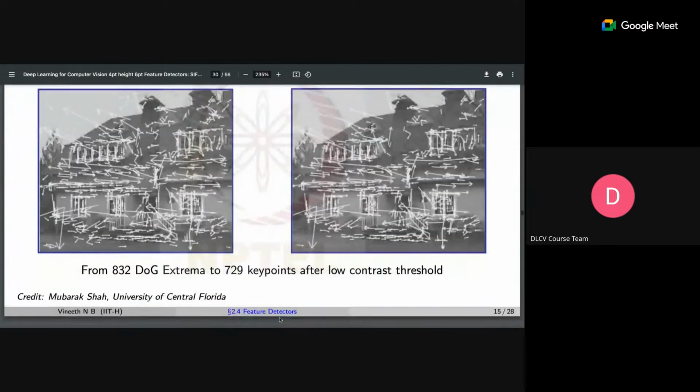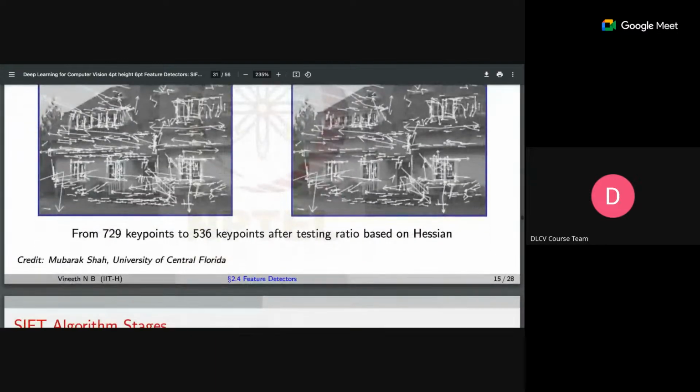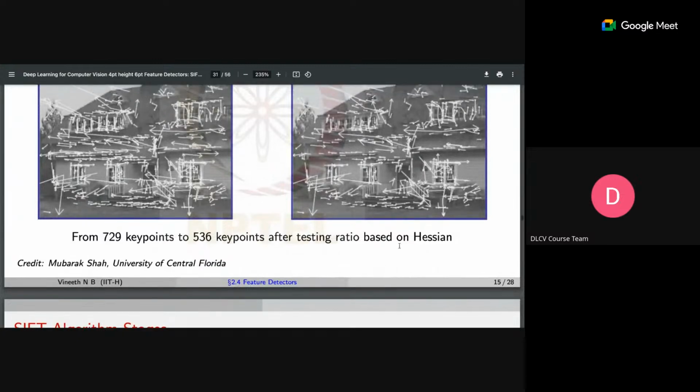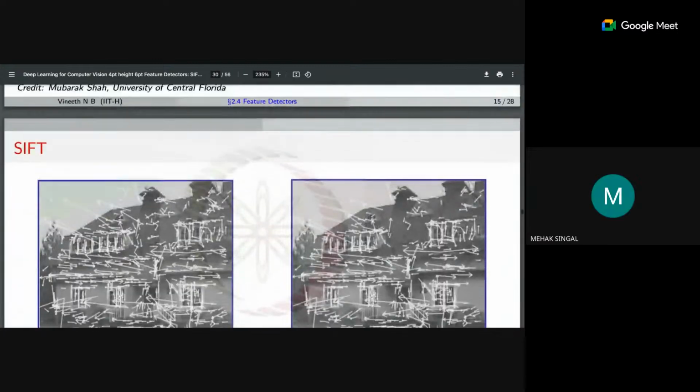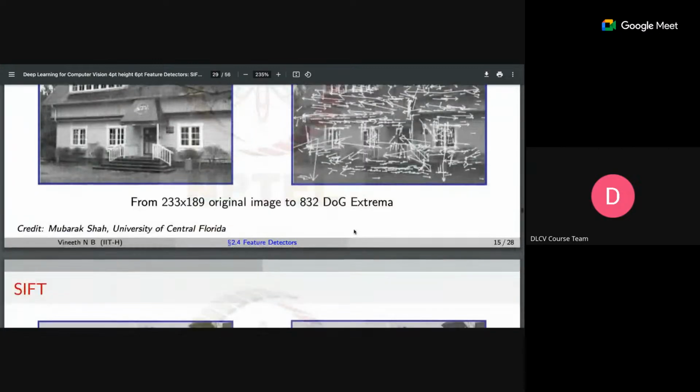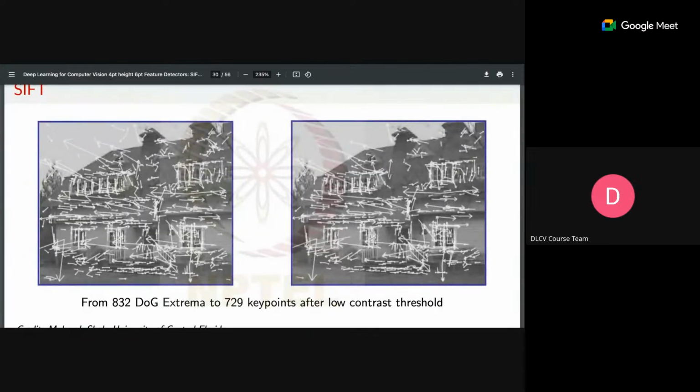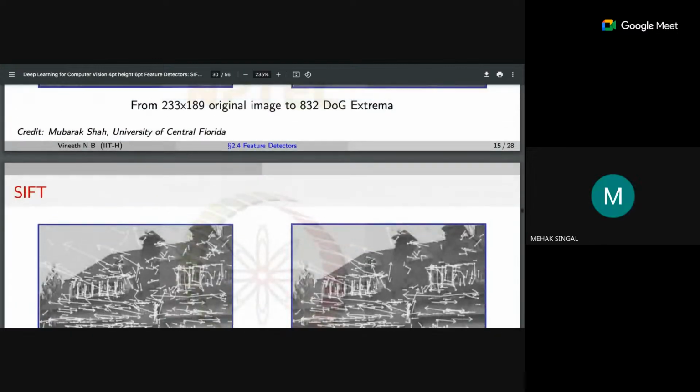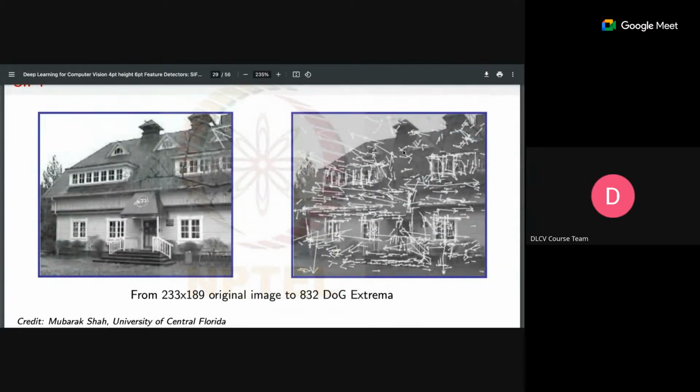And if you take the extrema, you get 729 key points after the low contrast threshold. If you remember the second step, first we do the low contrast threshold, and then we move on to the ratio based on Hessian. So you can see that the number of key points is decreasing as we move through the algorithm.